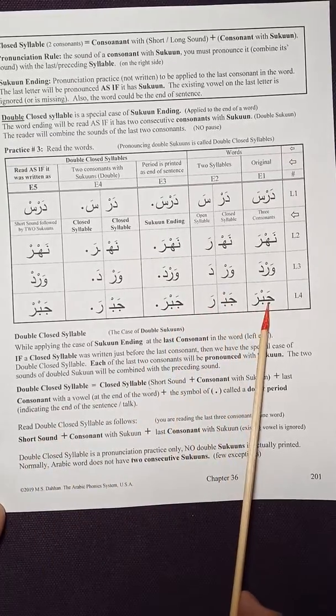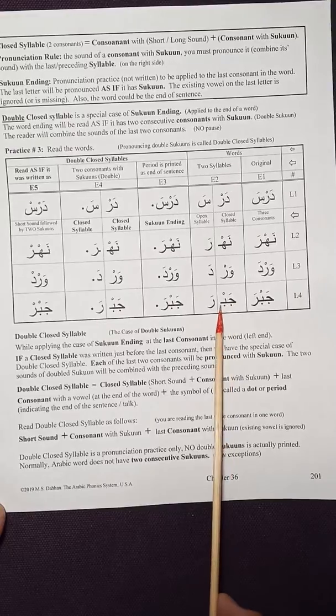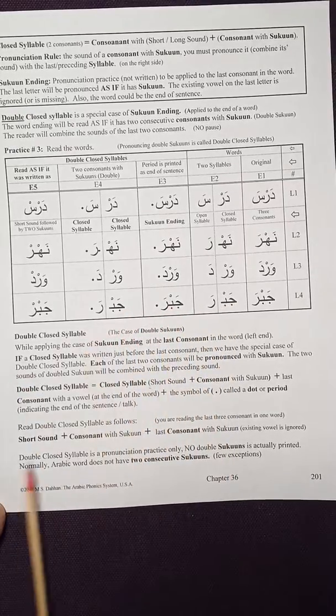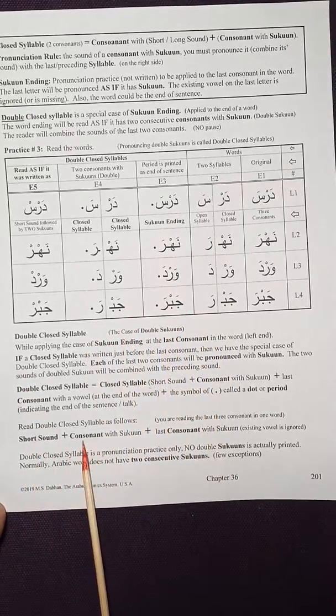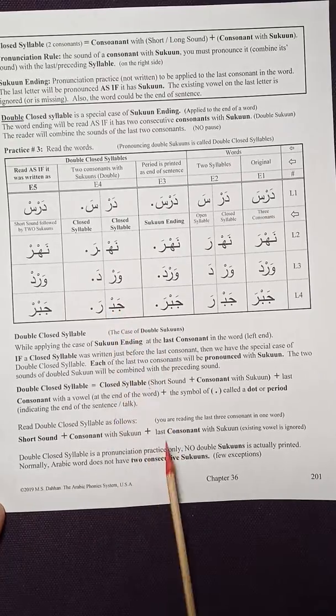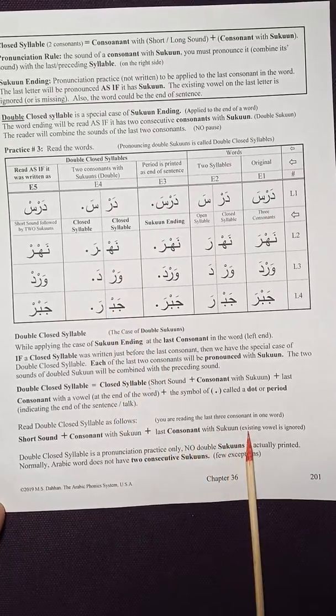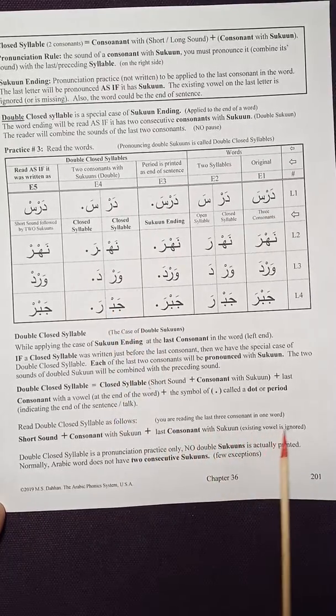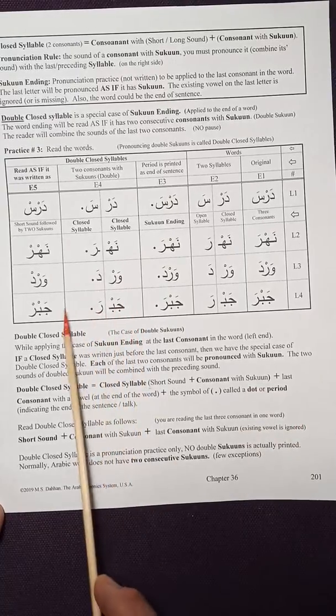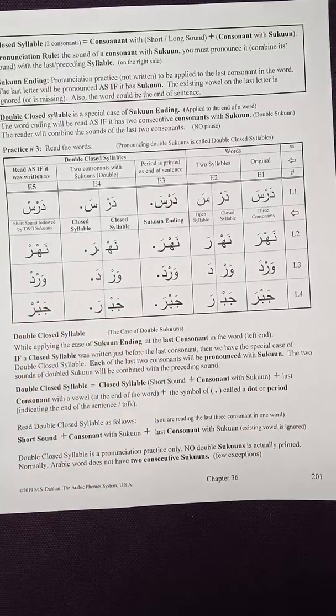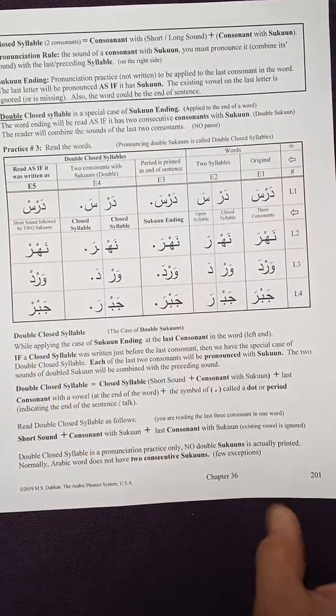This is what I mean, this sound here, then followed by sukoon, then short sound followed by consonant with sukoon, then the last consonant with sukoon. The existing vowel is ignored. That's what we talk about here, and we read it like that. This is pronunciation practice. You will never see it printed like this. That's what it means. All right, let's get to the diphthongs.